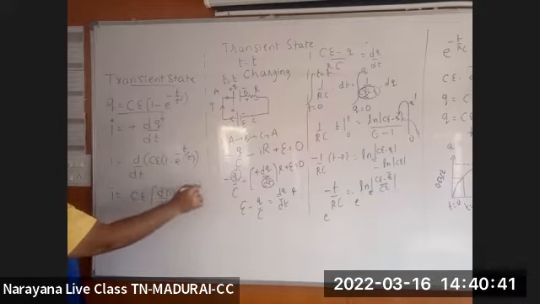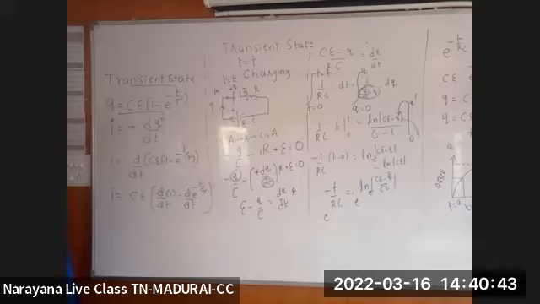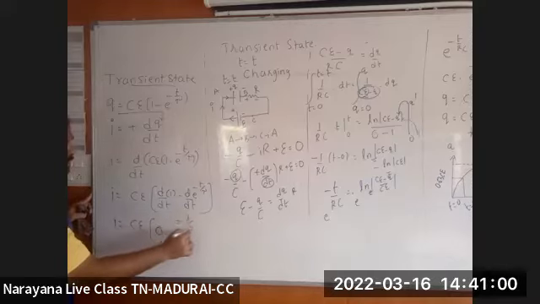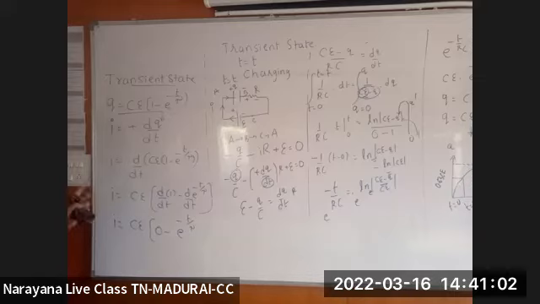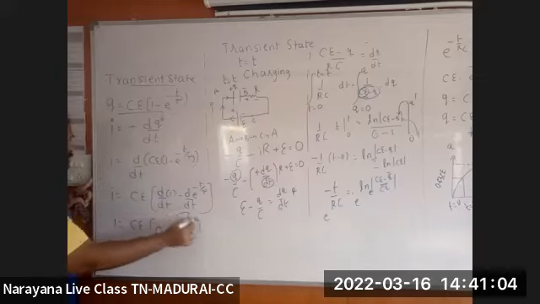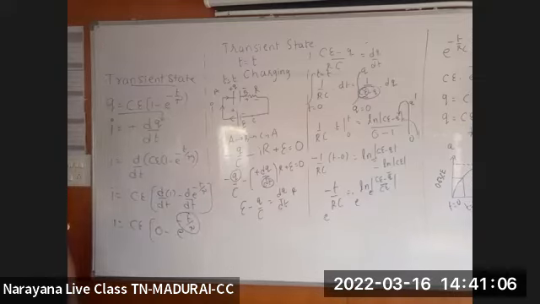E power minus t by tau. For differentiation of this constant, how much? Very good, 0. And what is the differentiation of e power something? Same only. So e power minus t by tau, but it should not stop. Again, this total term you have to differentiate as a multiple.